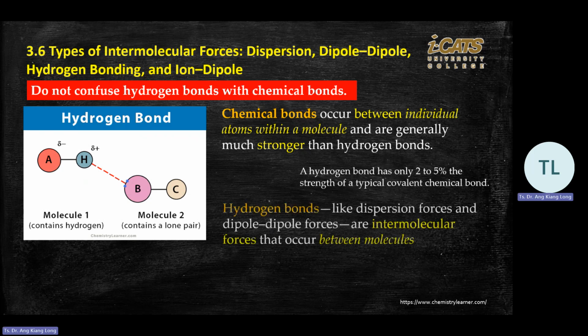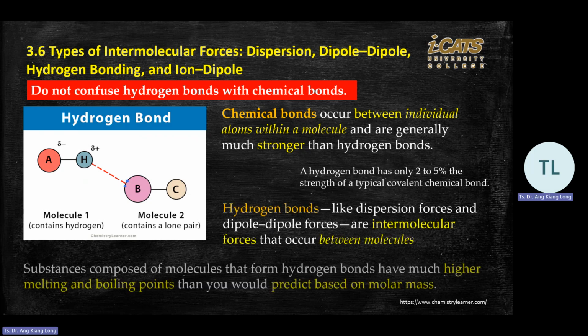Okay, the rest you read. This one also you read. Substances that have hydrogen bond have higher melting and boiling points, based on molar mass also. If both have hydrogen bonding, then you calculate the molar mass. Then you can identify which one has the higher boiling point.